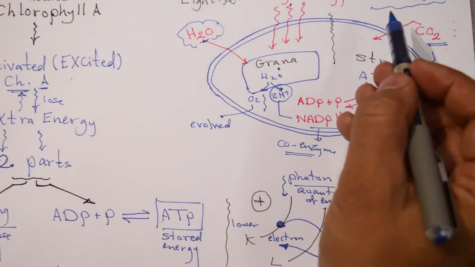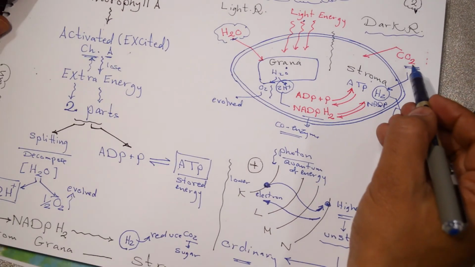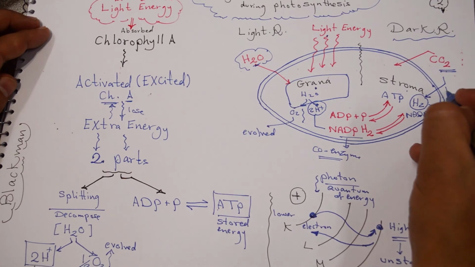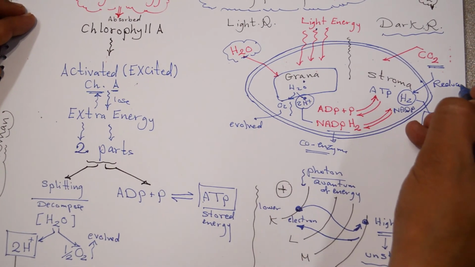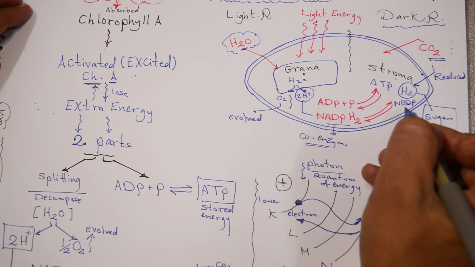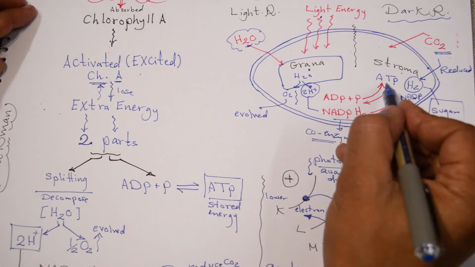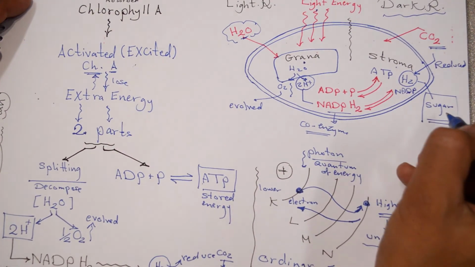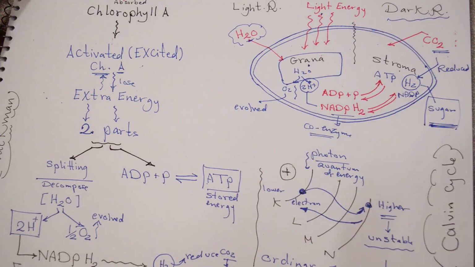So briefly, in the dark reaction, carbon dioxide is reduced by hydrogen carried by NADP, and the energy is stored in the form of ATP to produce sugar. That's all.